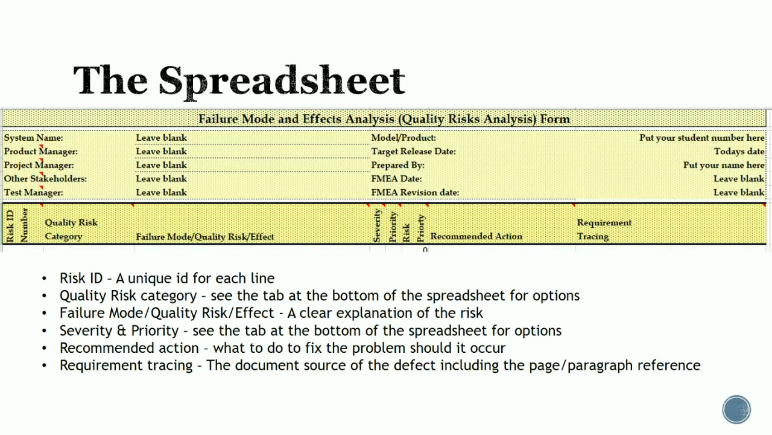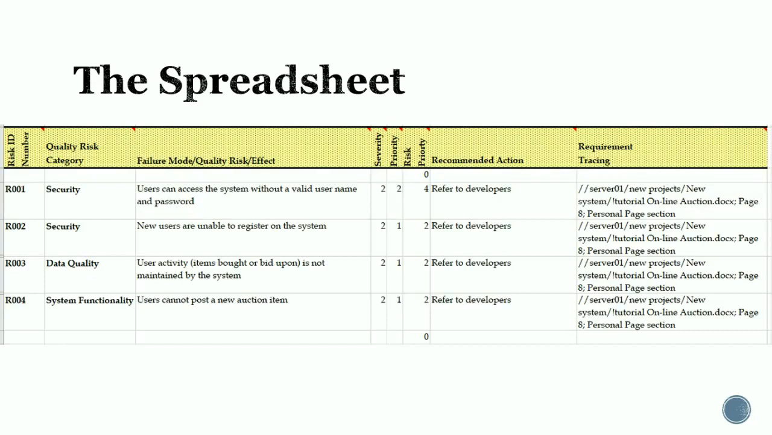So that's the spreadsheet. When you fill out the spreadsheet, and I'm ignoring the header, we've created R for risk, 001, 002, 003, 004, straightforward. The first one is a security risk. Users can access the system without a valid username and password.